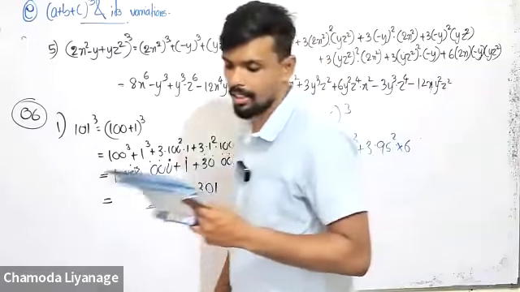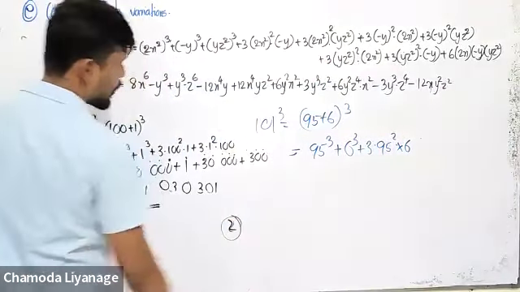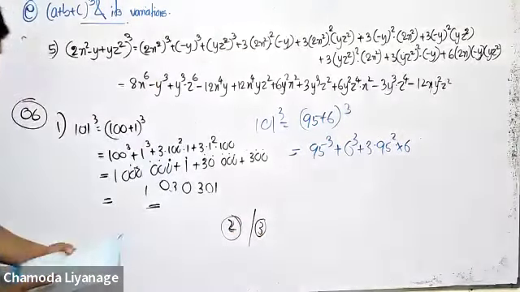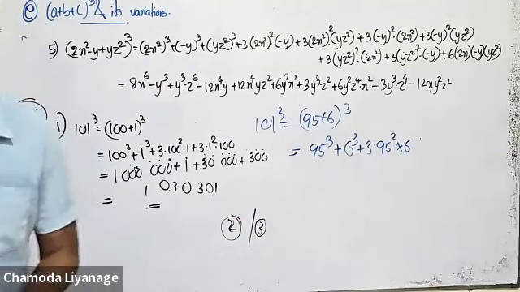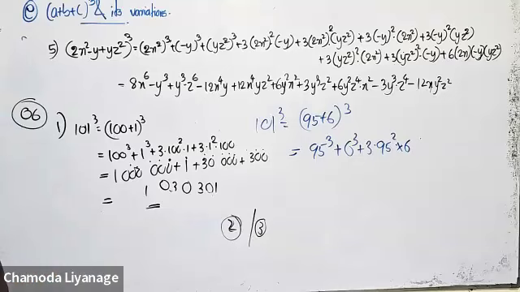Okay. So after that, try the second one and the third one. Find the values of 198 cube and 401 cube using the binomial expansions. Try them out.